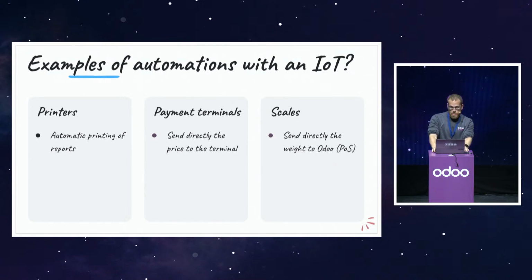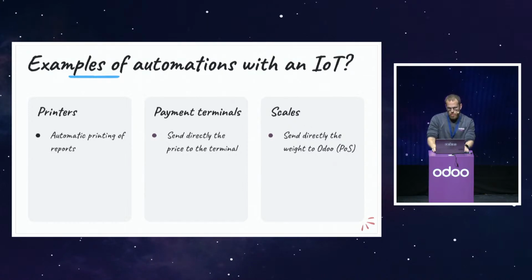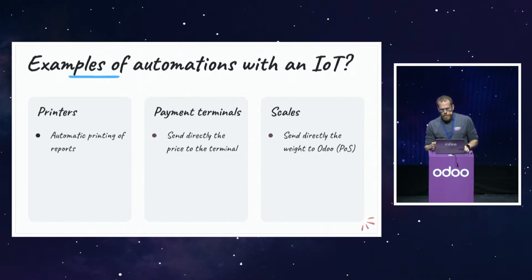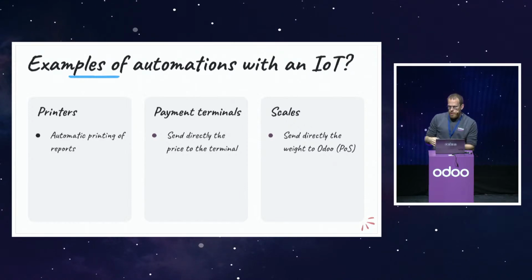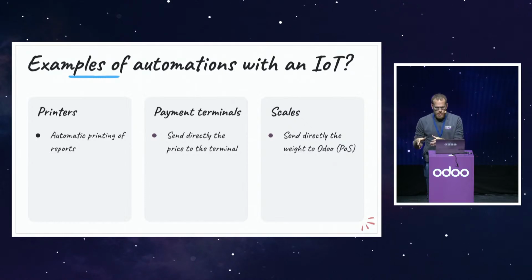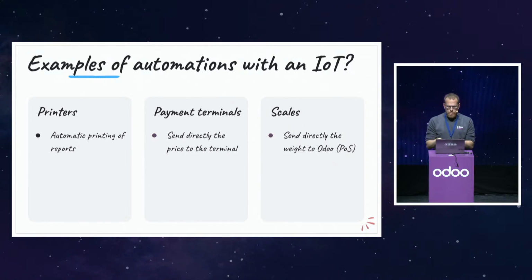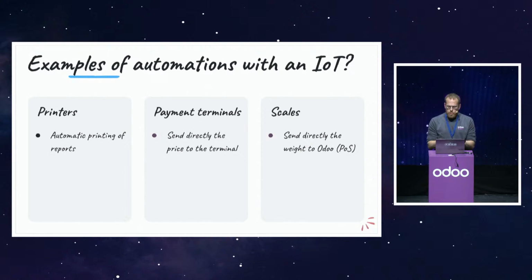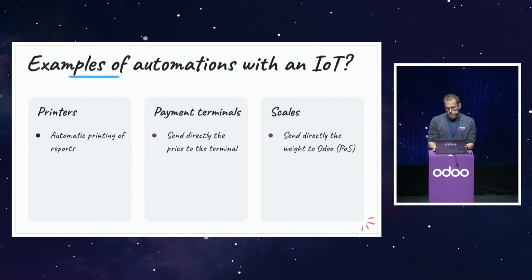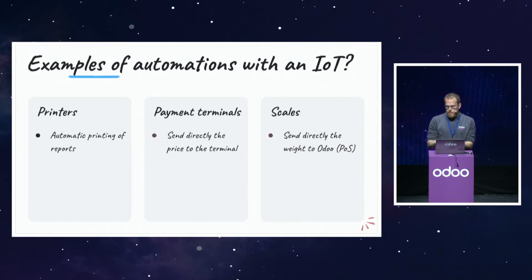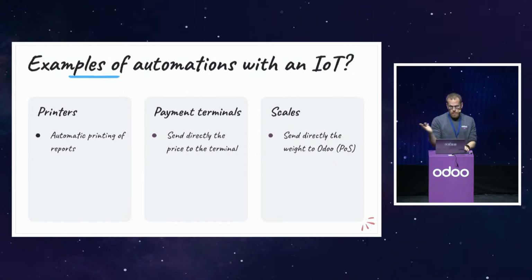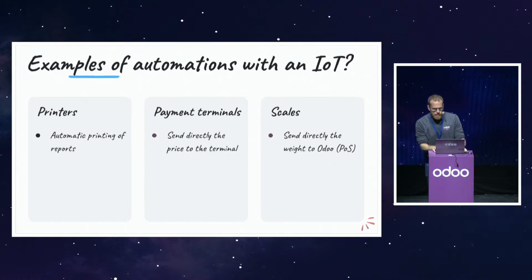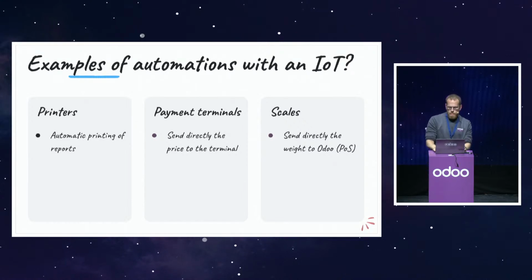For the scales, it will be the same. If you have to weigh something, you could either do it manually, so put it on the scales, write the amount on the point of sale, and validate. But you could also say, OK, I want to weigh something, click on the product, put your product on the scales, and the scales will directly send to Odoo the information of the weight.